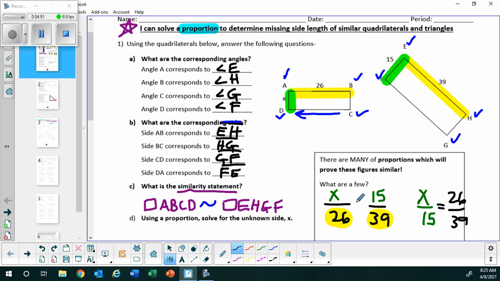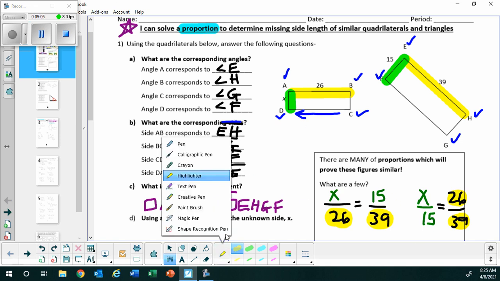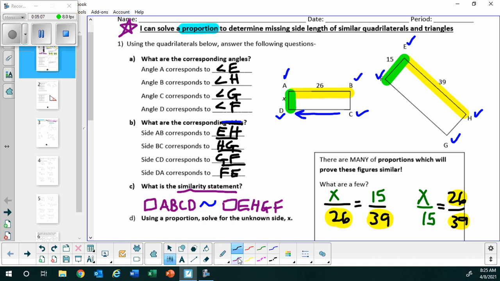And these are two possible proportions, you guys, that we can cross multiply and solve to figure out what this side length X has to be. All right. Now, I just kind of want to compare the two of them. Let me draw a little squiggly line to divide the two.